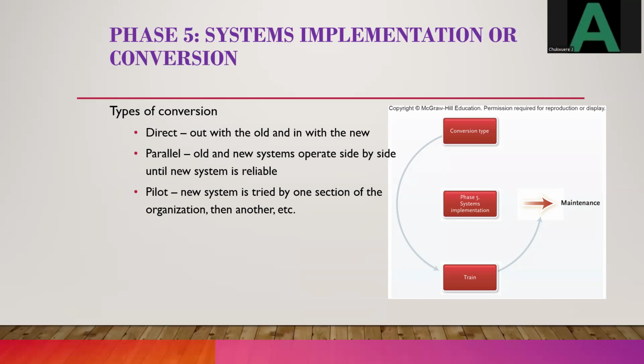Do we do direct conversion, which is out with the old system and in with the new one? Total replacement of the old system. By the time we have designed or purchased the new one, we deploy it. We phase out the old one. That is direct conversion. And then parallel, where the old and the new operate side by side. So now we say, okay, fine, let's do parallel deployment. Let the old system exist, the new system exist.